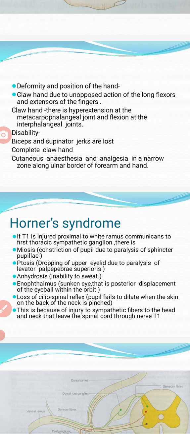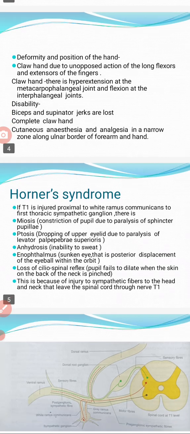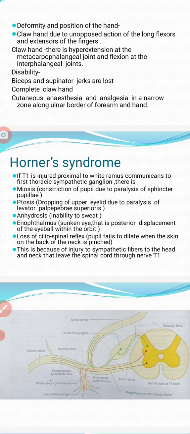Next is Horner syndrome. If T1 is injured proximal to the white ramus communicans to the first thoracic sympathetic ganglion, there is miosis, ptosis, anhidrosis, and enophthalmos. This is because of injury to the sympathetic fibers to the head and neck that leave the spinal cord through the nerve T1.